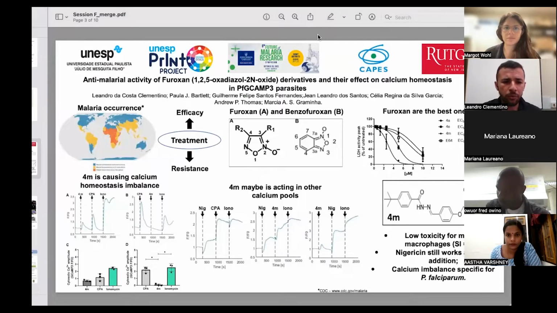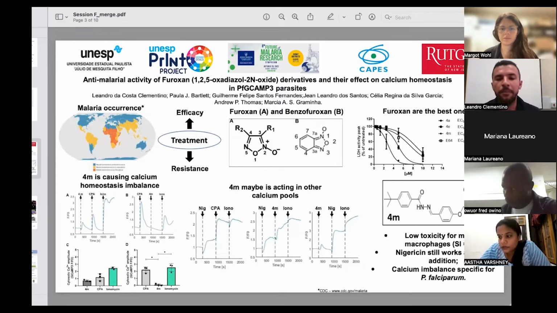For M is able to cause a quick calcium response, and when we put it after CPA, this response was depressed, indicating that the endoplasmic reticulum is a possible target. And when we used it combined with nigericin, we saw that for M still has the response, but when we put it before nigericin, we saw that the response of nigericin is faster.